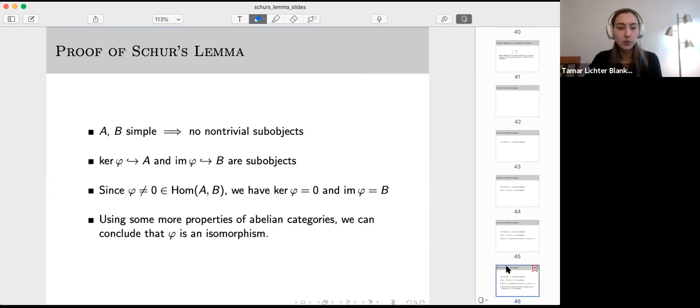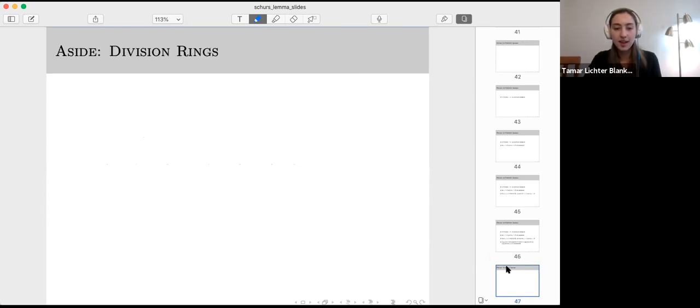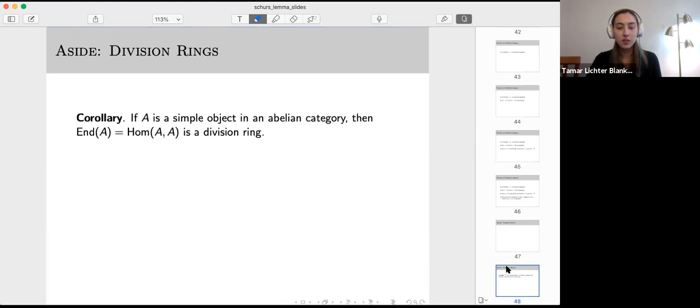Yeah, okay, so that's the proof of Schur's lemma. And I just wanted to mention one more reason why I at least would care about Schur's lemma in this general way, which is a corollary to Schur's lemma: if you take just one simple object instead of two, then in any abelian category, you'll get that the morphisms from A to itself form a division ring.